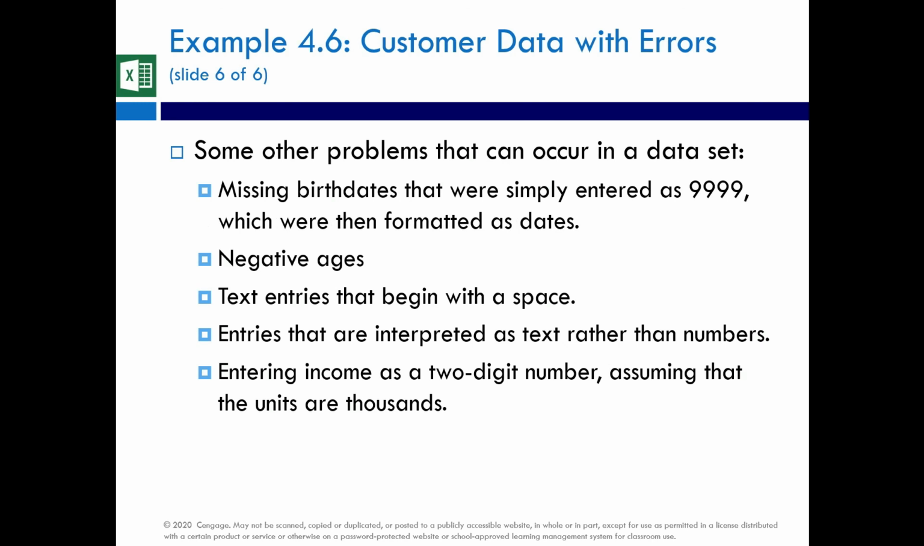Some other problems can occur. Missing birth dates, where someone simply entered 999, which is where the format has dates. Negative ages, text entries that begin with spaces, entries that are interpreted as text rather than numbers, and entering income as 2-digit numbers, assuming that the units are in thousands.